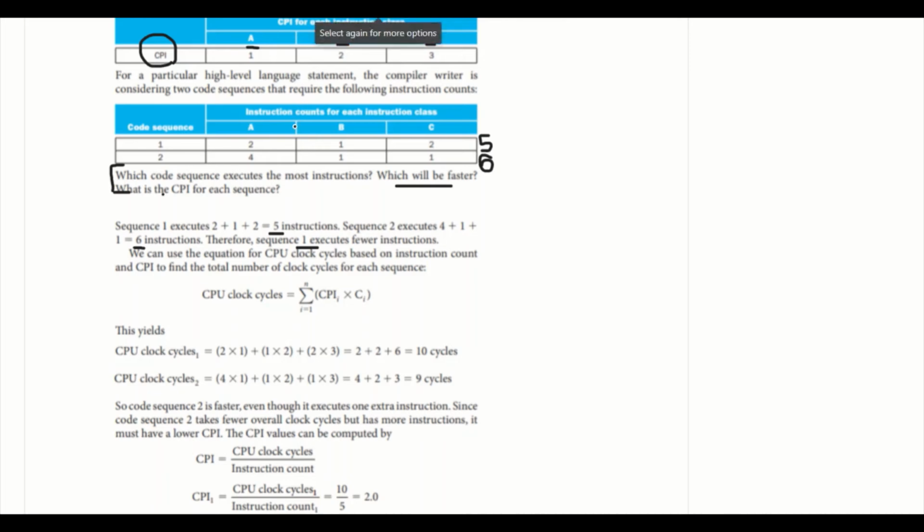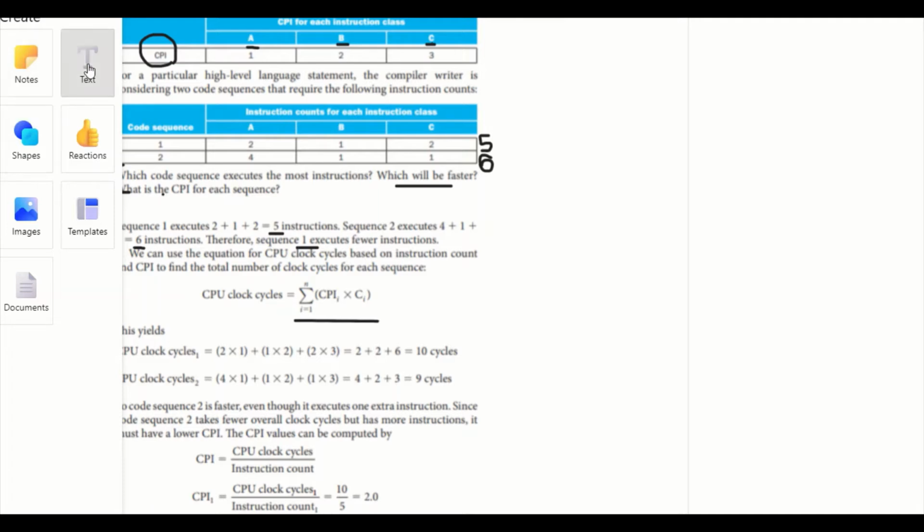For calculating the cycles, I say instruction count multiplication CPI. But can you see there are 2 instructions of A type, 1 instruction of B type, 2 instructions of C type, and the CPI on the top is given. So how can we calculate? Here is the formula: summation of CPI multiplication count for every type of instruction. We have 3 types of instruction, is it? So for every type of instruction, let's see.